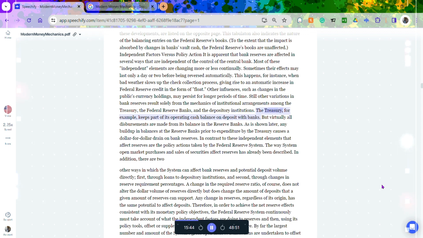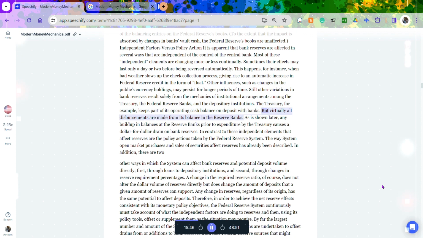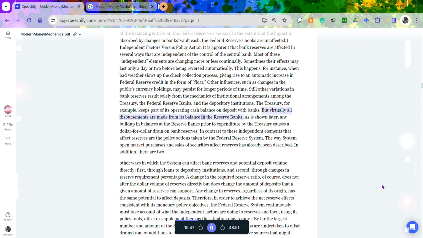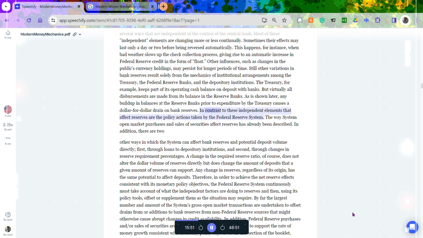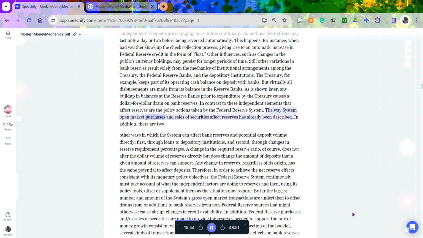The Treasury, for example, keeps part of its operating cash balance on deposit with banks. But virtually all disbursements are made from its balance in the reserve banks. As is shown later, any buildup in balances at the reserve banks prior to expenditure by the Treasury causes a dollar-for-dollar drain on bank reserves. In contrast to these independent elements that affect reserves are the policy actions taken by the Federal Reserve System. The way system open market purchases and sales of securities affect reserves has already been described.